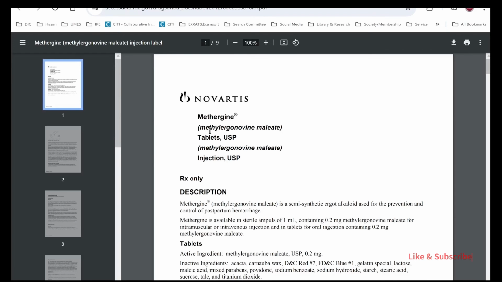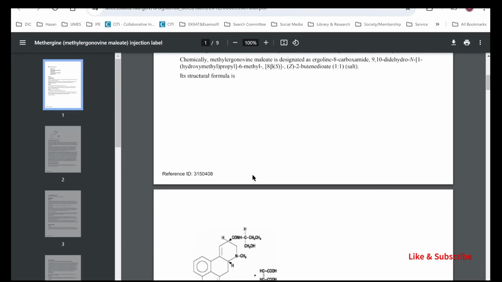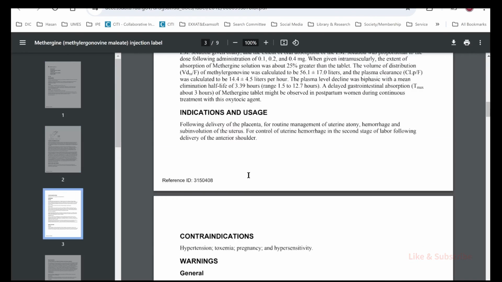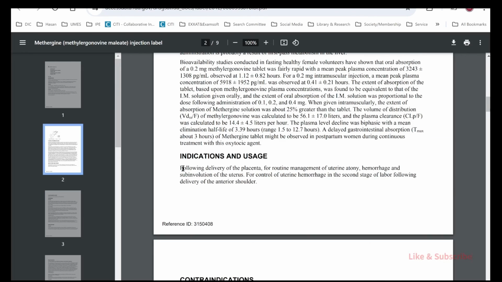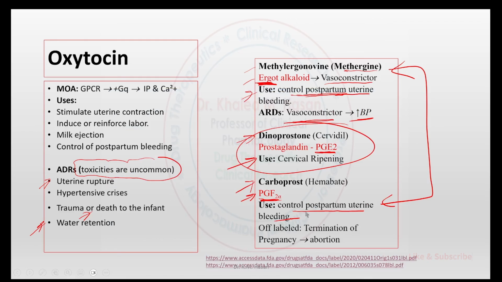Okay, we have here methylergonovine, and scroll down to see the clinical use. This medication is used following delivery of the placenta, for the routine management of uterine atony, hemorrhage, and subinvolution. So the key word here is to control uterine bleeding. Remember that methylergonovine and carboprost are used to control postpartum uterine bleeding.